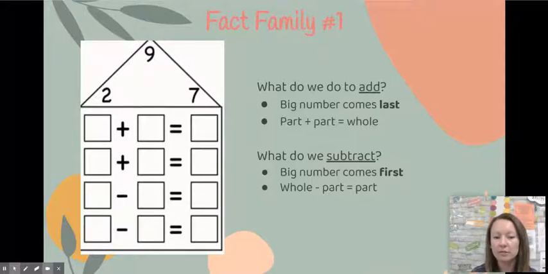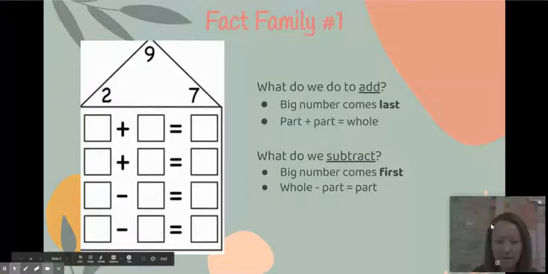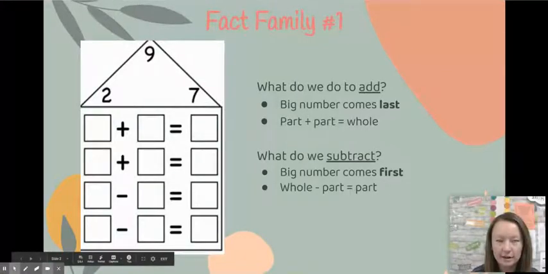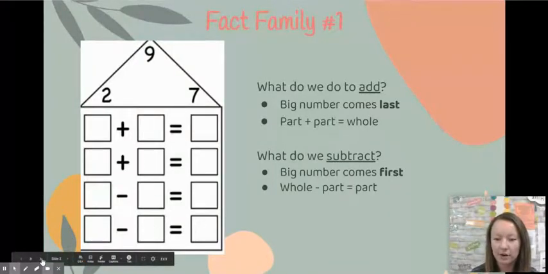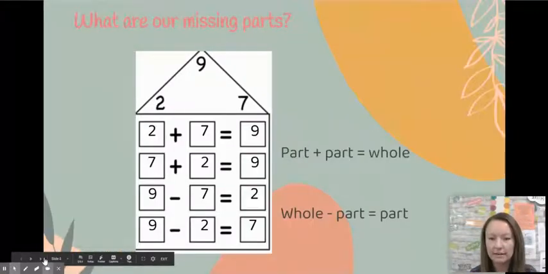So what do we do when we subtract? When we subtract, our big number comes first because we are starting with our whole, we take away a part, and then we're left with a part. So whole minus a part equals a part. So that is how we figure out our facts for our fact family. When we add, these are our first 2 facts, and then when we subtract, our next facts. So, okay, what are our facts going to be for this fact family?